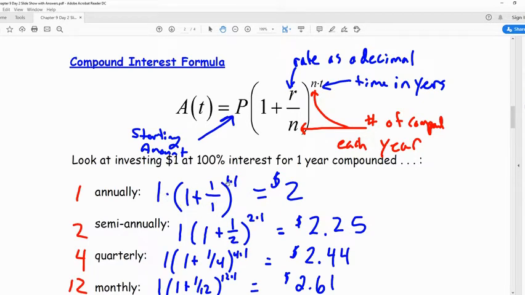And as I evaluate that, I end up with $2, which makes sense. If I get 100% interest on $1, I'm going to get a full $1 more. So we end up with $2 at the end of the year.